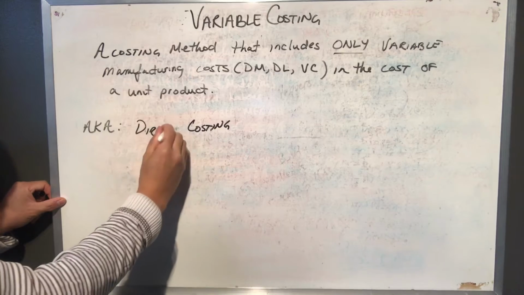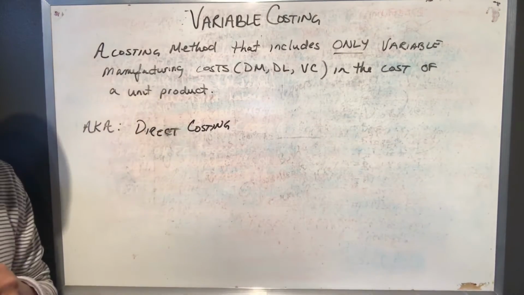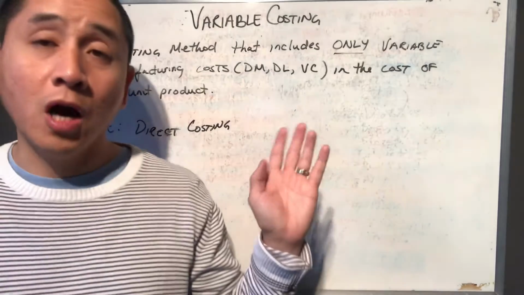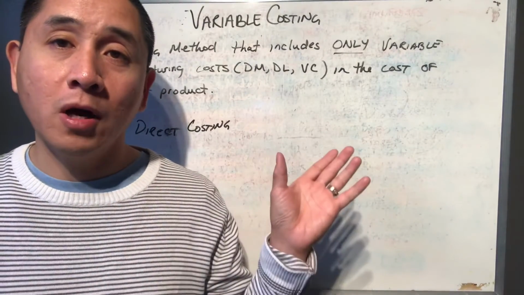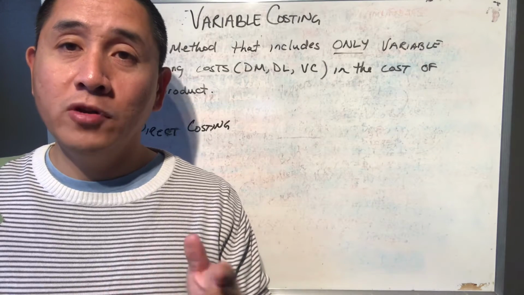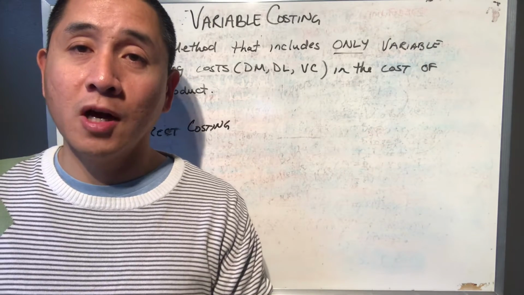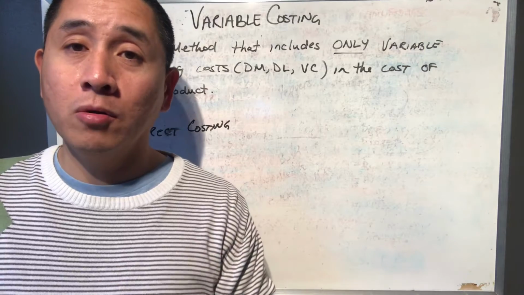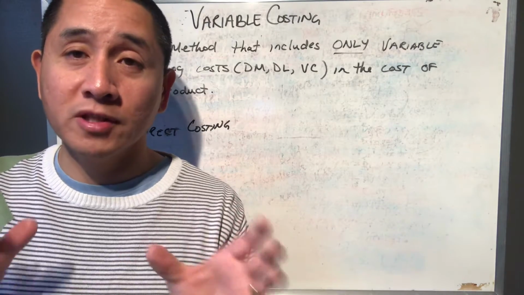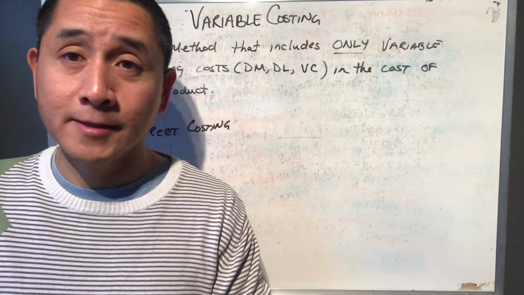So direct costing. We will run through a numerical example and we will contrast between the variable costing and the absorption costing method. If you didn't see my absorption costing tutorial yet, please go and do so, and that will provide a little more insight for the comparison that we'll be doing on a numerical basis.